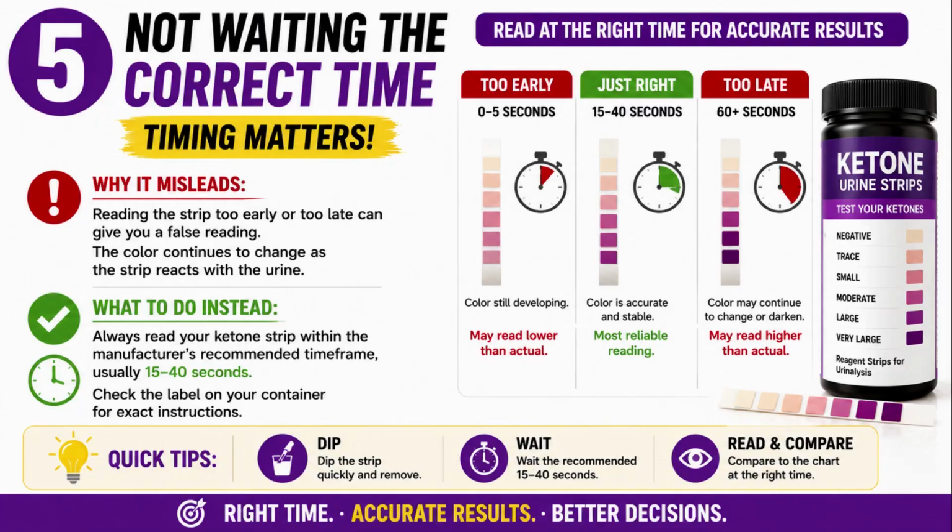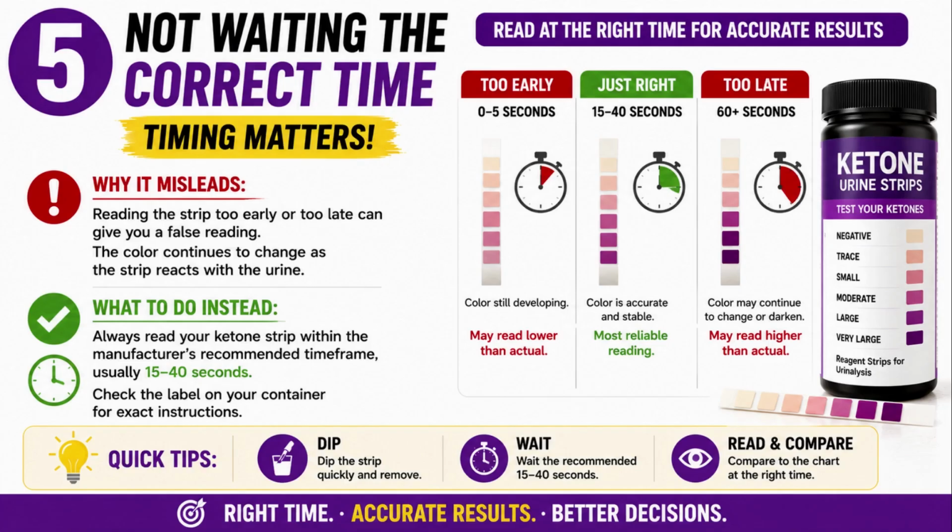Okay guys, so number 5, not waiting the correct time. So time matters. Why it misleads. Reading the strip too early or too late can give you a false reading. And what it has here, the color continues to change as the strip reacts with the urine. So what to do instead? Always read your ketone strips within the manufacturer's recommended time frame, usually 15 to 40 seconds. Check the label on your container for exact instructions. So read at the right time for accurate results.